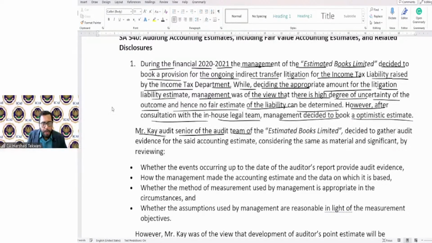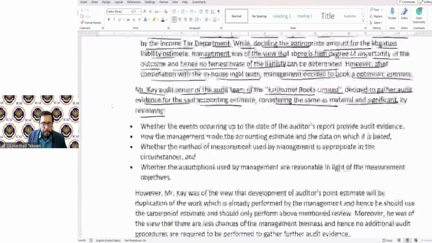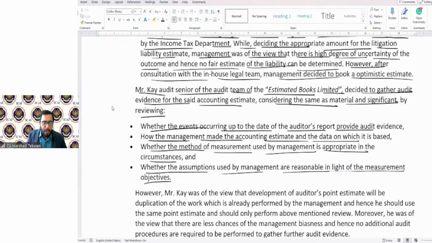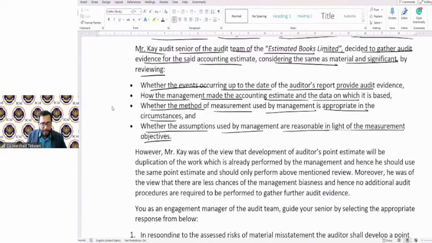Mr. K, audit senior of the audit team of Estimates Books Limited, decided to gather evidence for the accounting estimate, considering the same as material and significant, by reviewing whether the events occurring up to the date of the auditor's report provide audit evidence with respect to the estimate, how management made the accounting estimate and the data on which it is based, whether the method of measurement used is appropriate in the circumstances, and whether the assumptions used by management are reasonable in light of measurement objectives.